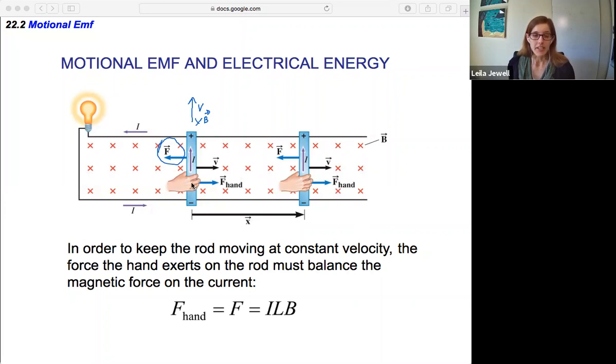The hand then has to exert a force to the right to keep the bar moving forward. And those two forces will be exactly equal and opposite. So the current times the length times the magnetic field tells you how much magnetic force there is once this current has been induced.